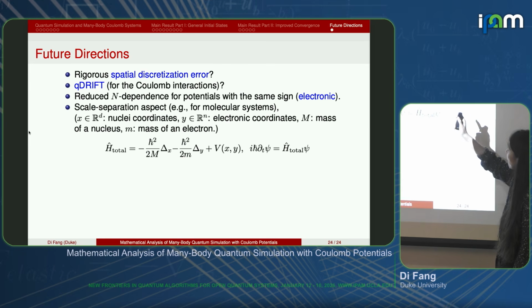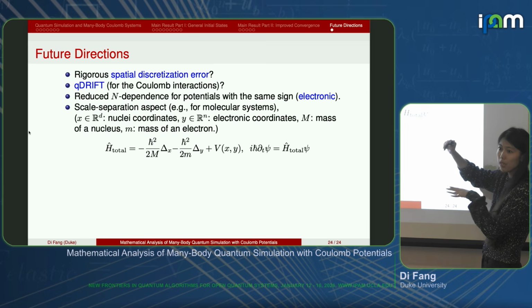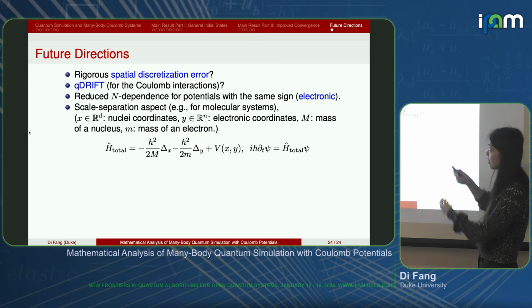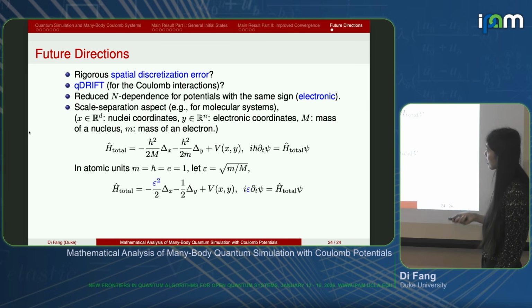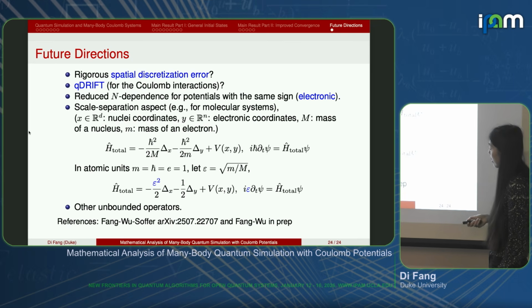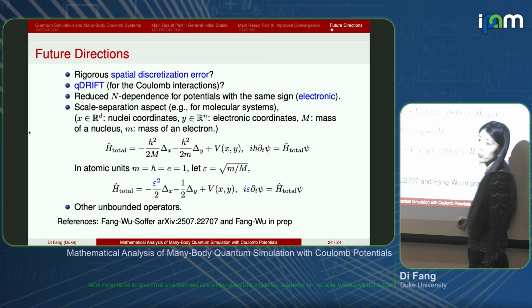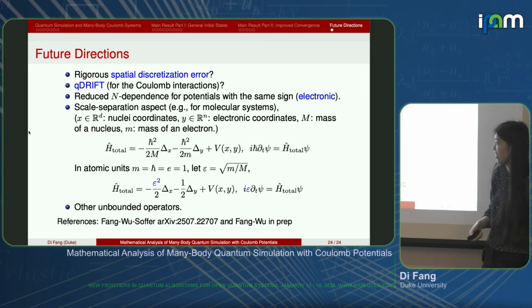And also, if I have all electrons with the same sign, these Coulomb potentials are actually positive operators, and you can certainly improve the dependence. This is ongoing work. And also, there are some scale separation aspects. Let me not mention them too much. And also, what about unbounded operators? Because they are all different.